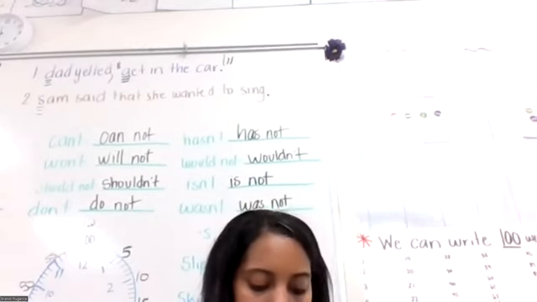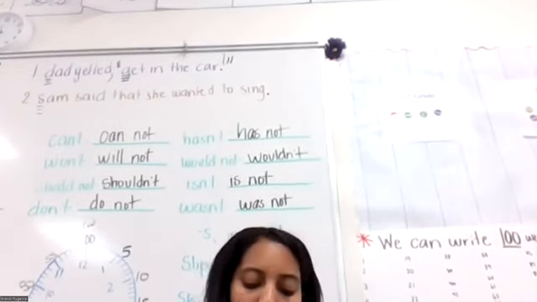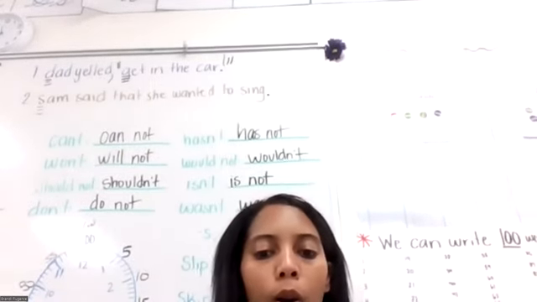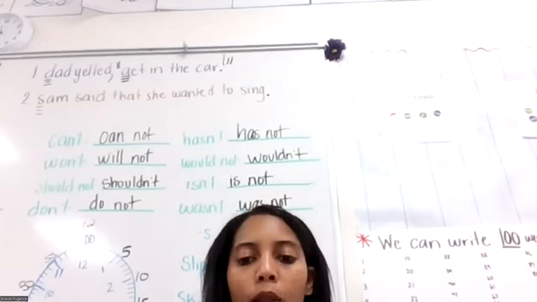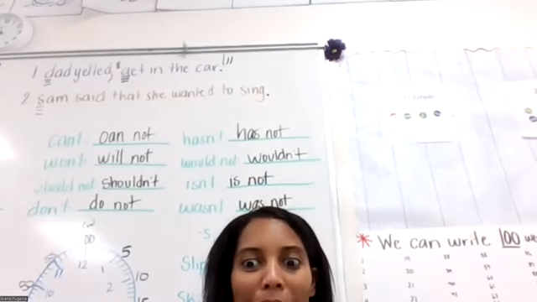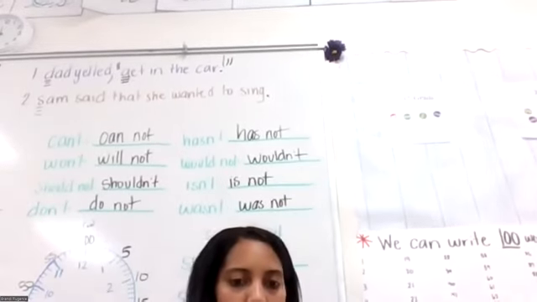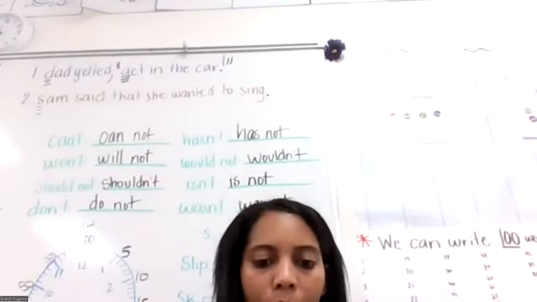All right, first sentence says, Ben knows it is right to obey. Ben knows that it is right to obey. Hopefully you know how to write knows. Ben knows it is right to obey.